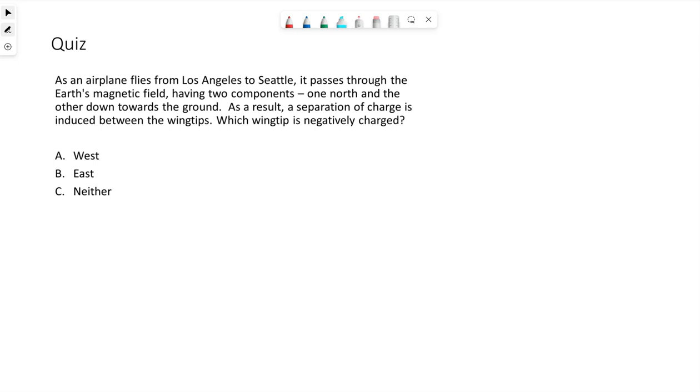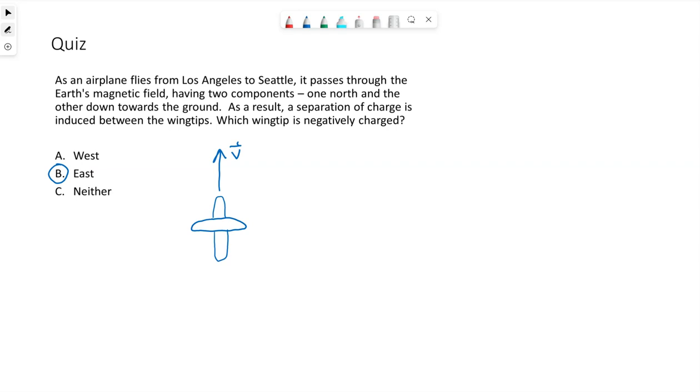So the correct answer is B. All right, so LA, Los Angeles to Seattle. Let's suppose I am viewing from above somehow. So this airplane, the wings, the airplane, I of course don't draw well. Here's my airplane, heading essentially north. Seattle is roughly north of LA.